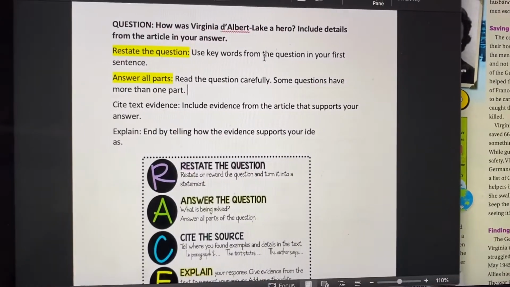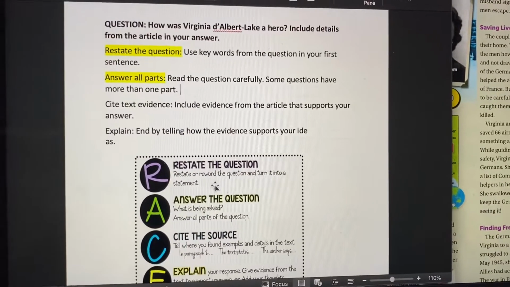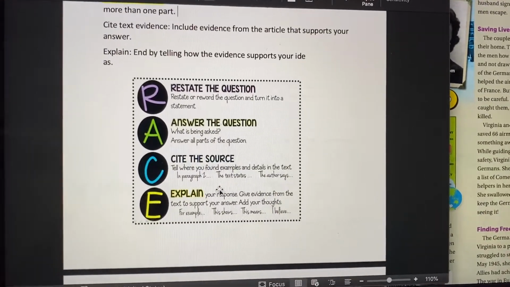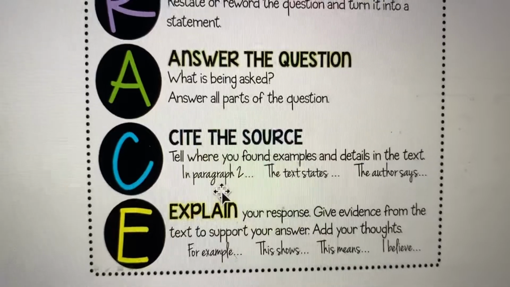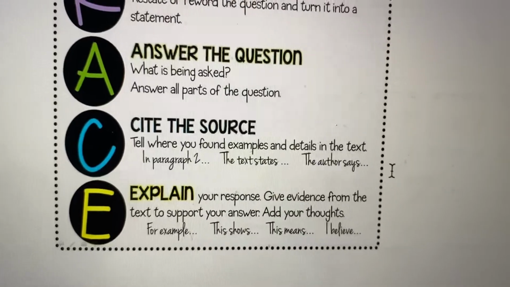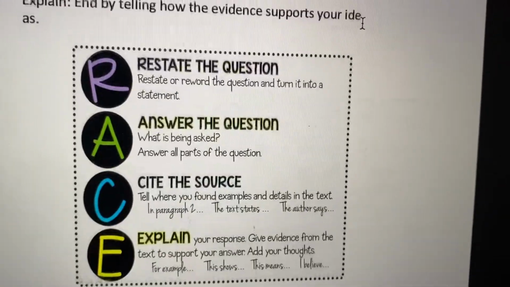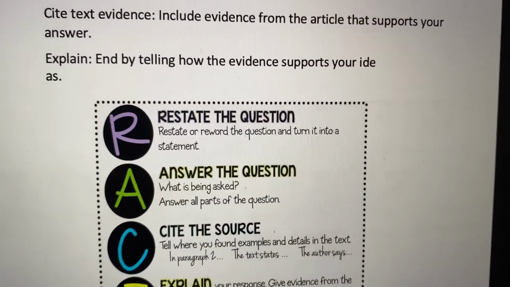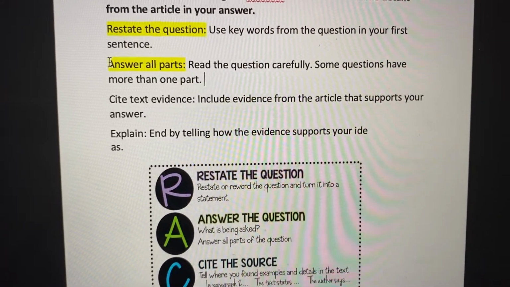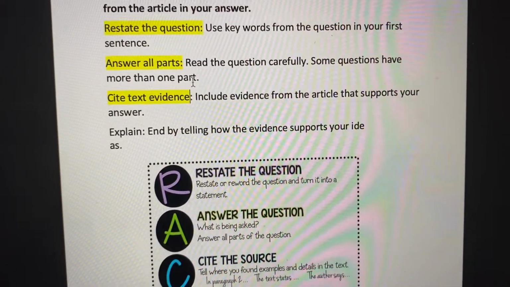So that's what you have to say. Virginia d'Albert-Lake was a hero because blah, blah, blah. That is part A. Now part C, this is where you can see there's some help here. It says you can say, well, this is just an example in paragraph 2. So instead you can say the text states, the author states, or you can say in the section of saving lives, it says blah, blah, blah, to support what you said for this part of the answer. So whatever you did to answer this part, you're using the cited text evidence to back it up.